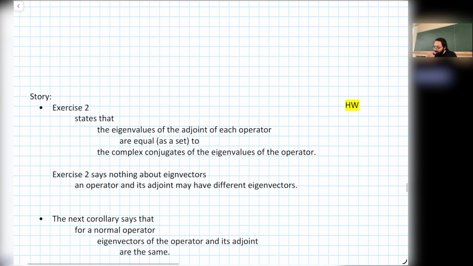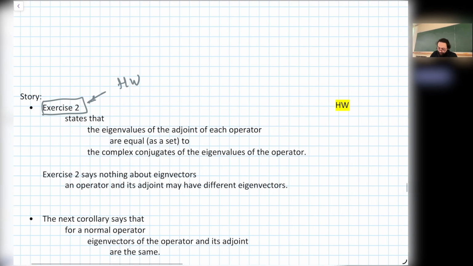Right. Okay. So now, exercise 2, I don't think we've looked at this. It's my job. I think I'll add it as a homework at some point. But the exercise states the following. It states that eigenvalues. Okay, so let me write it down.